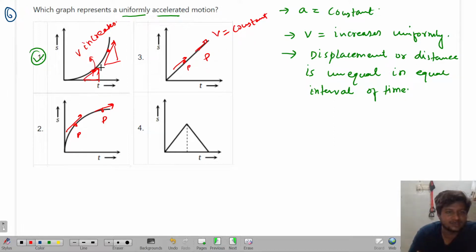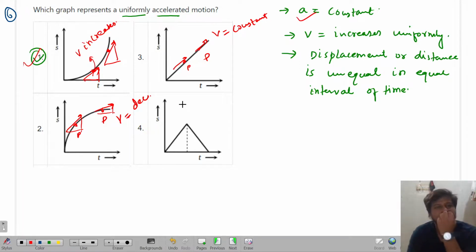If I draw the tangent, I'm actually drawing the slope. In the first case, the slope is increasing. That means V increases. Here, slope is constant. That means velocity is constant. Here, try to see that triangle sizes are decreasing. That means slope is decreasing. Slope decreases means velocity decreases over here. So in which case does velocity increase uniformly? In the first case velocity is increasing. Now if velocity is increasing, A remains constant. So option 1 is correct. Understood or not? Tell me yes or no.